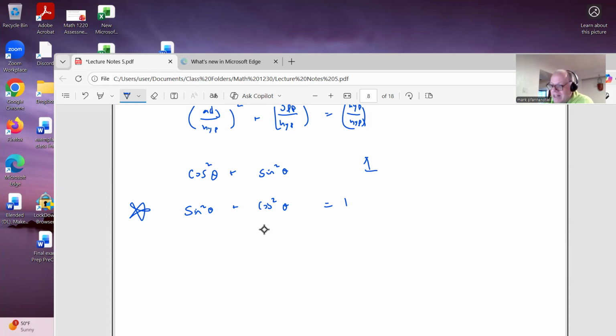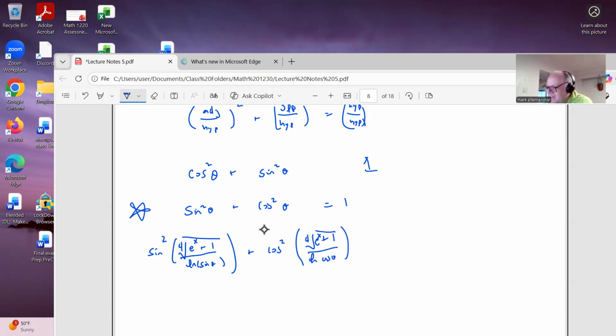When you take calculus, they're going to put in sine of some horrible fourth root of e to the x plus 1, divided by the natural log of a sine of theta, squared, plus cosine squared of some horrible fourth root of e to the x plus 1, divided by the natural log of cosine squared. And then they're going to say, I'd like you to do calculus on that sum.